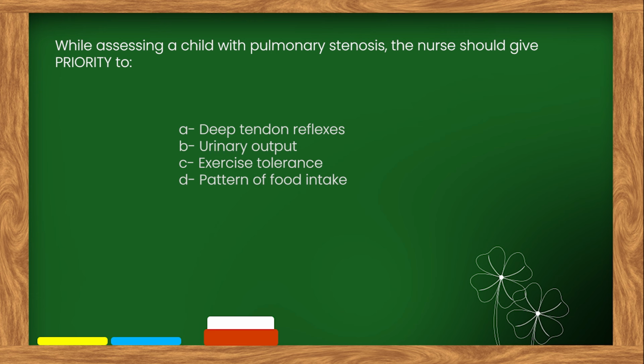And the options are: A. Deep tendon reflexes. B. Urinary output. C. Exercise tolerance. D. Pattern of food intake.